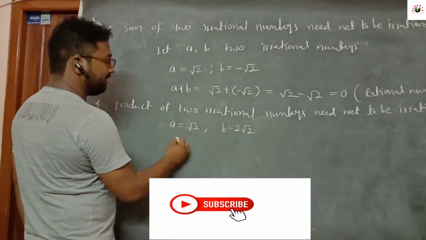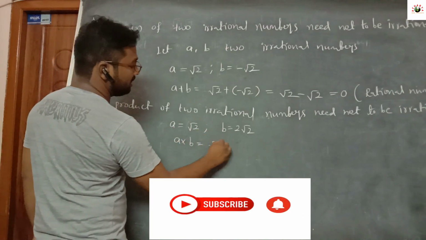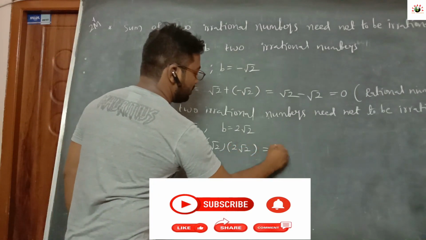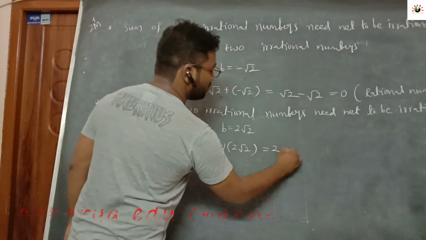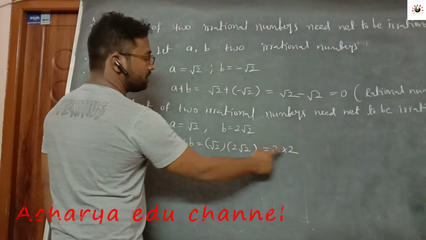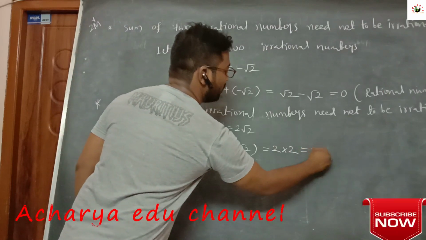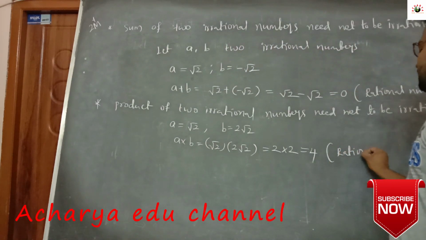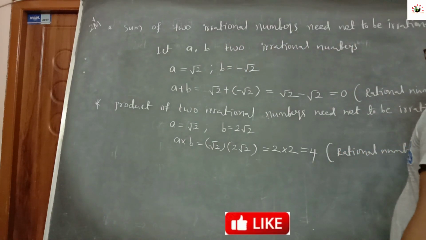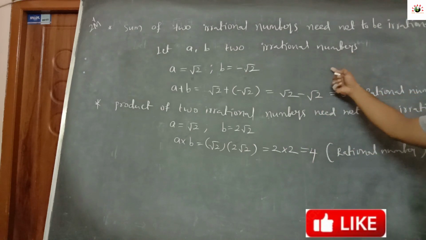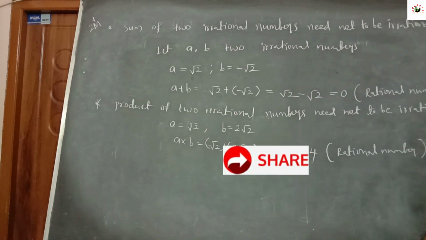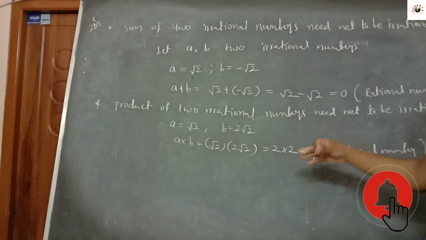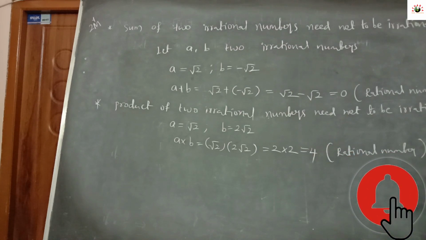Now the product of a and b: a into b is equal to root 2 into 2 root 2. 2 into root 2 into root 2: root 2 into root 2 is 2, and 2 twos are 4. 4 is a rational number. So by using the addition of two irrational numbers and the product of two irrational numbers, finally we conclude that the sum of two irrational numbers need not be irrational, and the product of two irrational numbers need not be irrational.